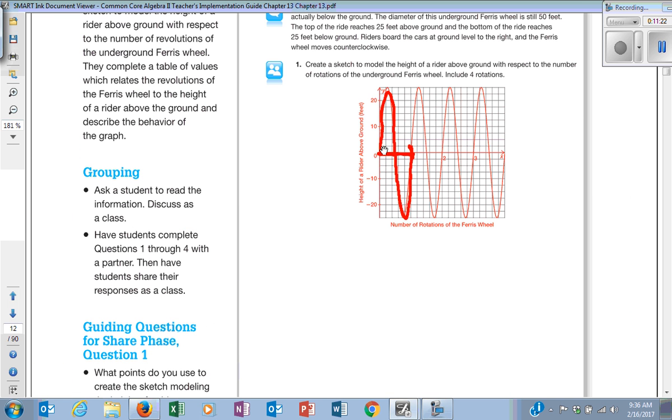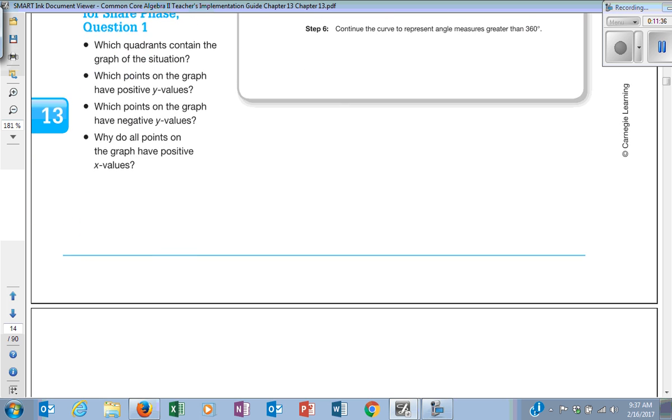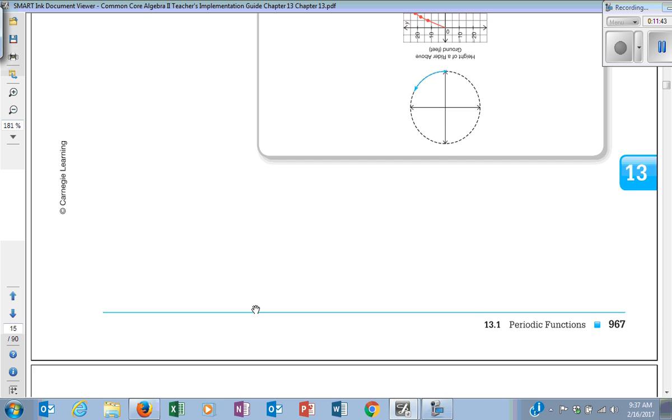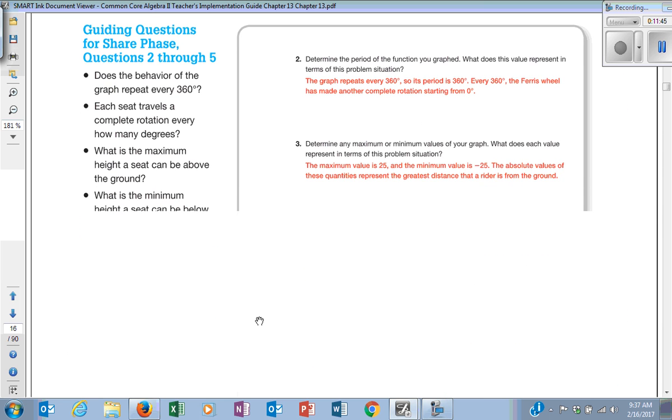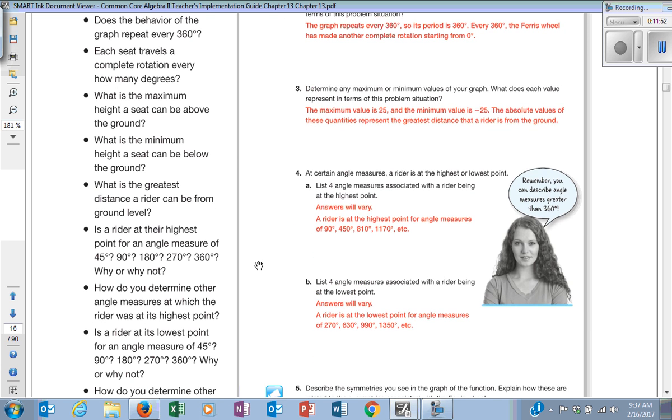Up here, the x-axis is the number of rotations. So one rotation is right here. Whereas down here, when I do my measurements, I've now measured in something else, and what the measurement is called is degrees. Right here, if you see it, you can read that on the side. It says it's measured in degrees. So the maximum value is 25 and negative 25. At certain angles, a rider is the highest and lowest.